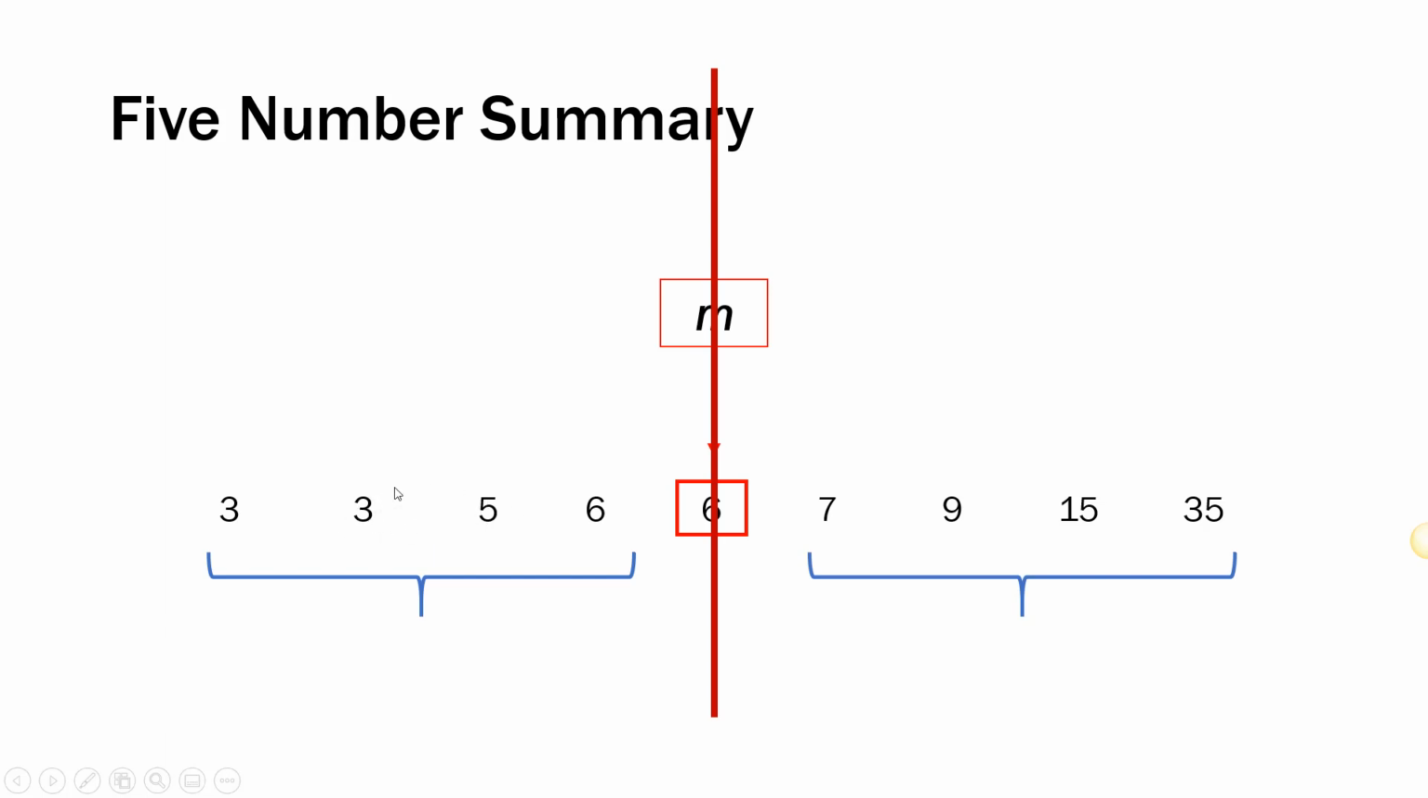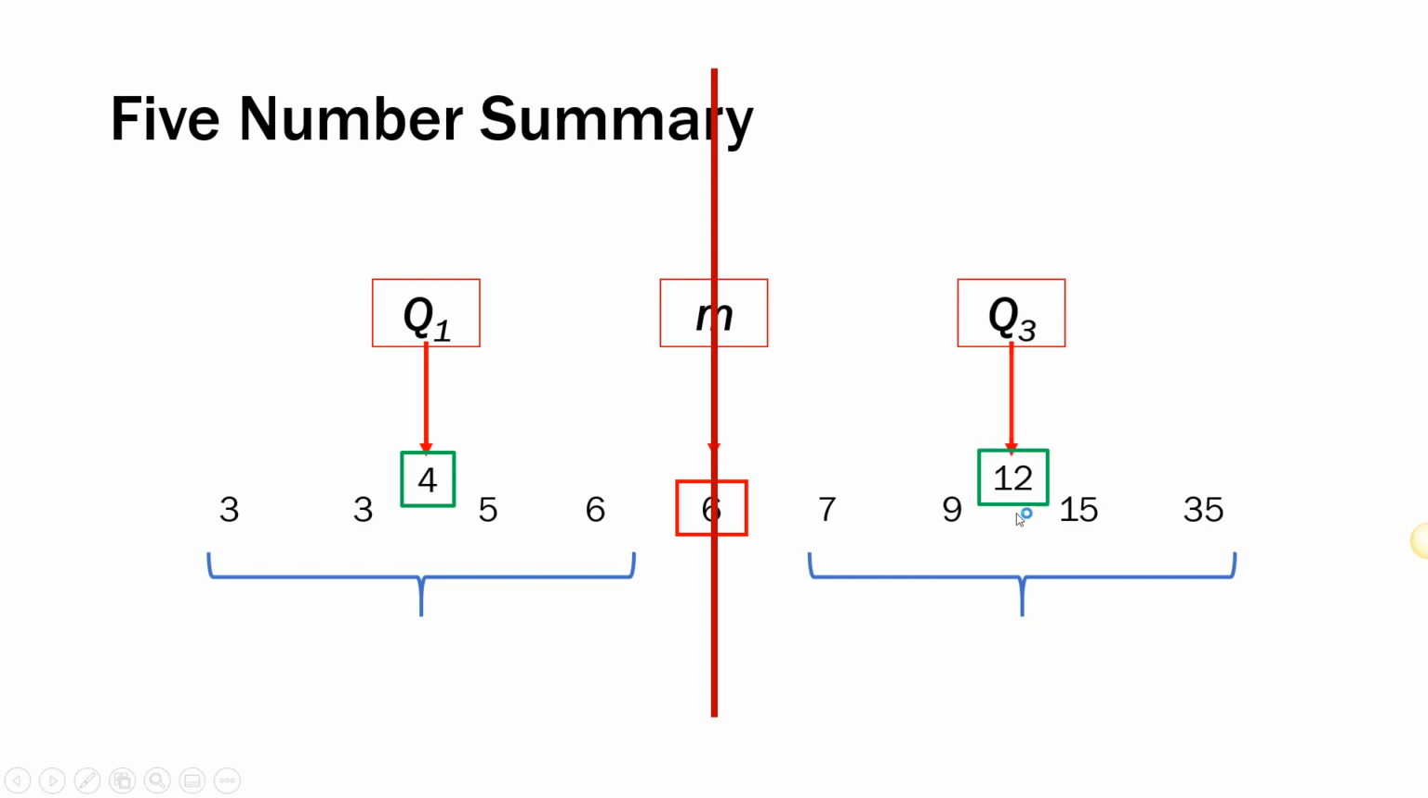So I'm going to average the 3 and the 5 to come up with my first quartile. So Q1 is 4, the average of 3 and 5. Now I'm going to do the same thing with the upper half of the data. Q3 is the median of the upper half of the data. So working my way in from both sides here, I end up with 9 and 15 in the middle. So I'm going to take the average of 9 and 15, which is 12, and that is going to be my third quartile.